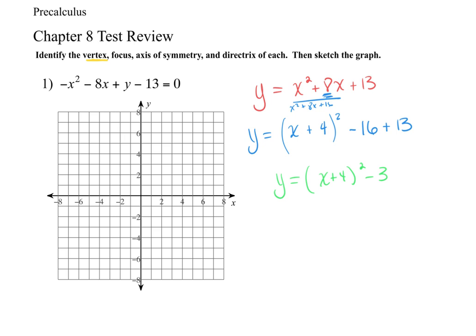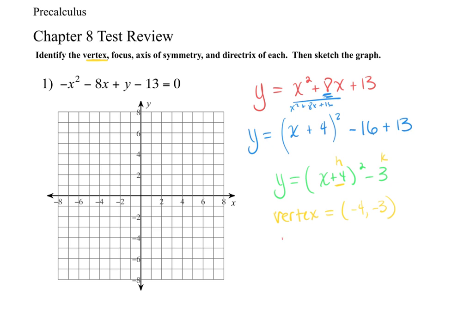All right. So vertex, you need to actually tell me what your vertex is. My vertex in this case, because it's a y equals, this is h, this is k. Remember, this is opposite of what it looks like. So my vertex here is -4, -3. All right. -4, -3.